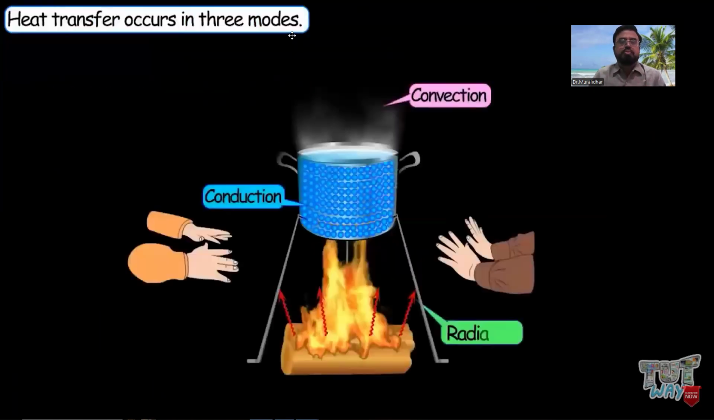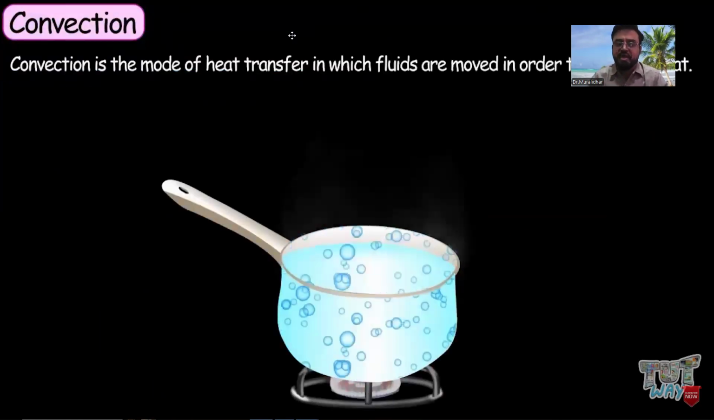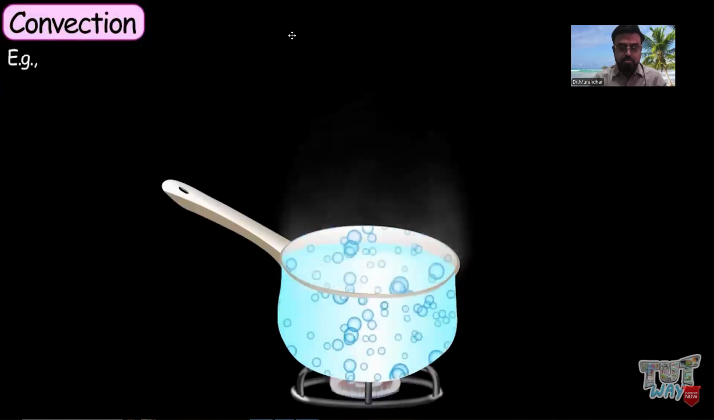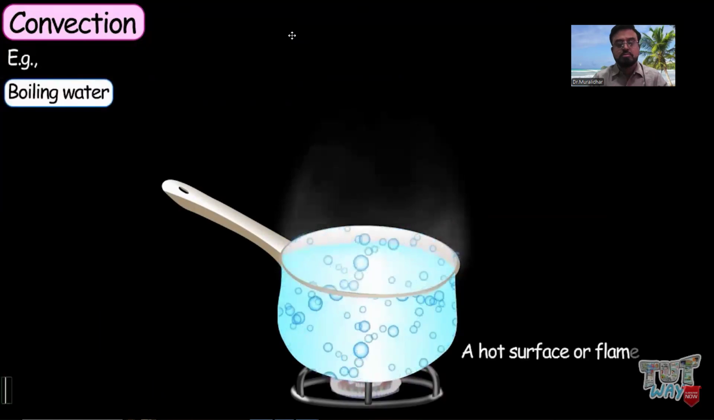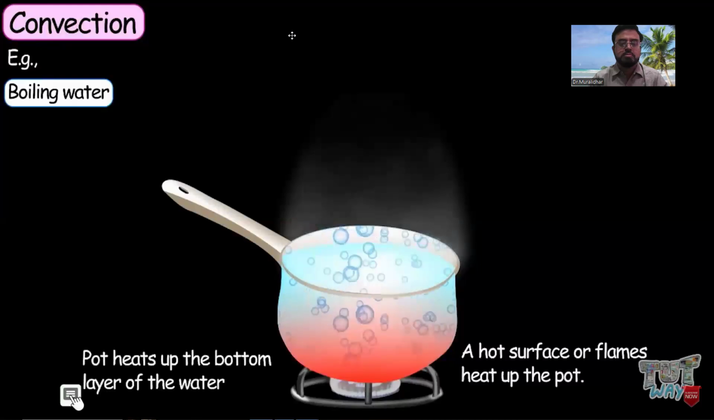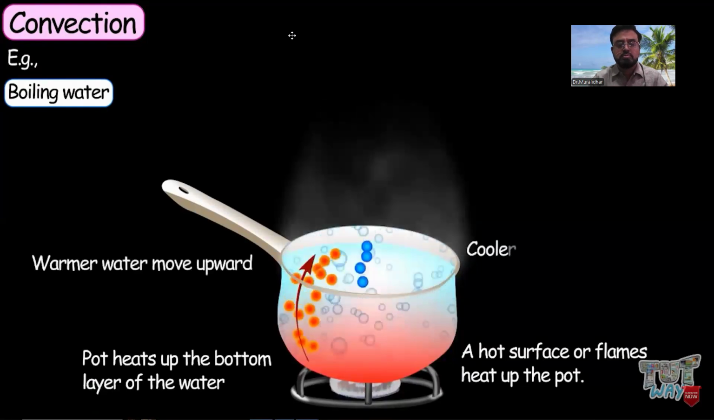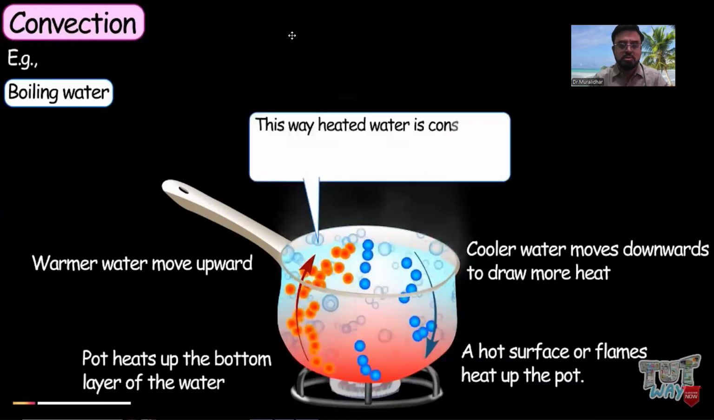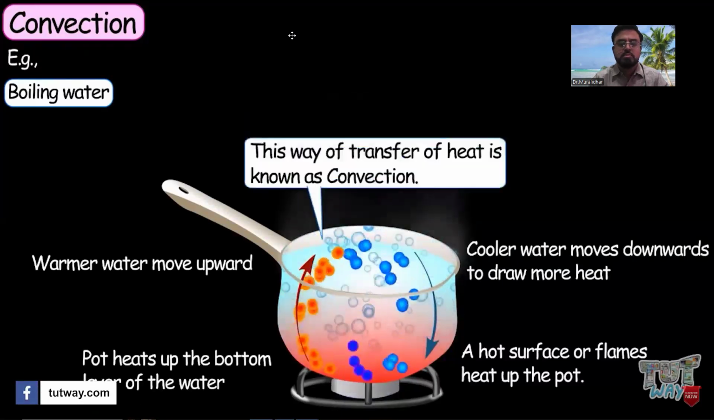Now let's learn what is convection. Convection is the mode of heat transfer in which fluids are moved in order to transfer heat. Now let's understand with the help of an example. Boiling water is an example of heat transfer through convection. First of all, a hot surface or flames heat up the pot. Heat transfers from the bottom layer of the pot to the bottom layer of the water. The warmer water moves upwards, and the cooler water moves downwards. And this cycle continues this way. Heated water is constantly replaced by cooler water in a circular manner. This way, a transfer of heat is known as convection.